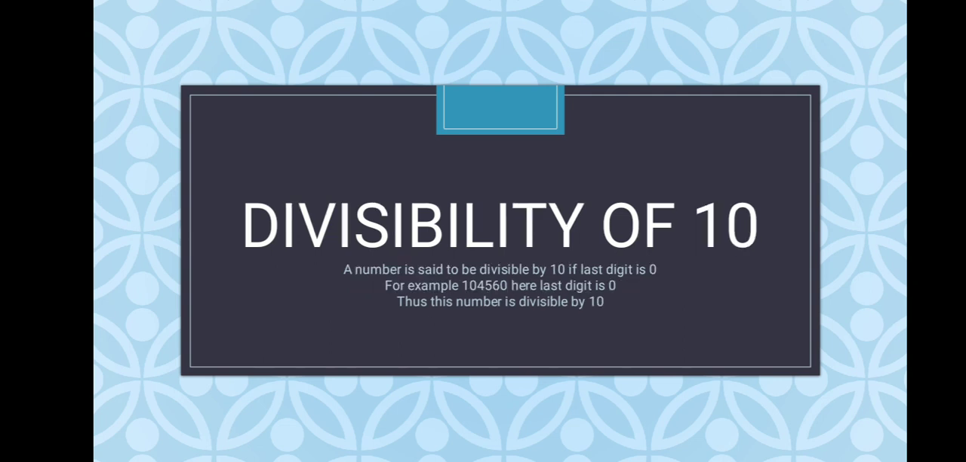Divisibility rule of 10. A number is said to be divisible by 10 if the last digit is 0. For example, 104560. Here the last or unit digit is 0. Thus, this number is also divisible by 10.